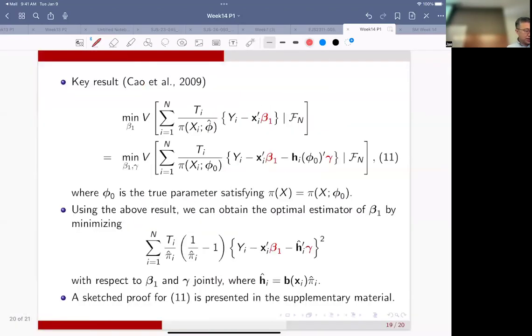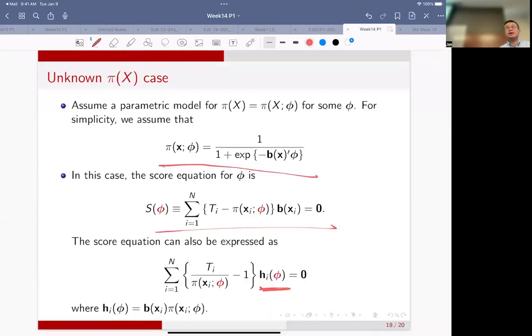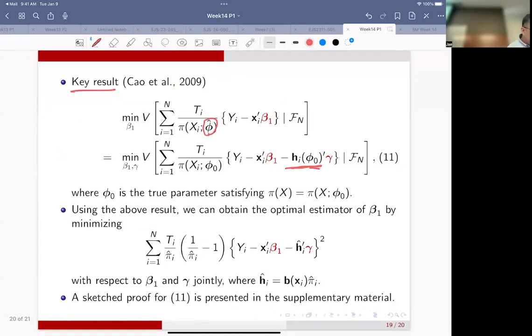Then here's a key result. The key result is that this is an estimated, you have a plug-in, but this guy turns out to be serving as an augmented regression, augmented by this H(x), which is defined here. And then here is the minimizer. So originally the optimal one is, so this is the original problem.